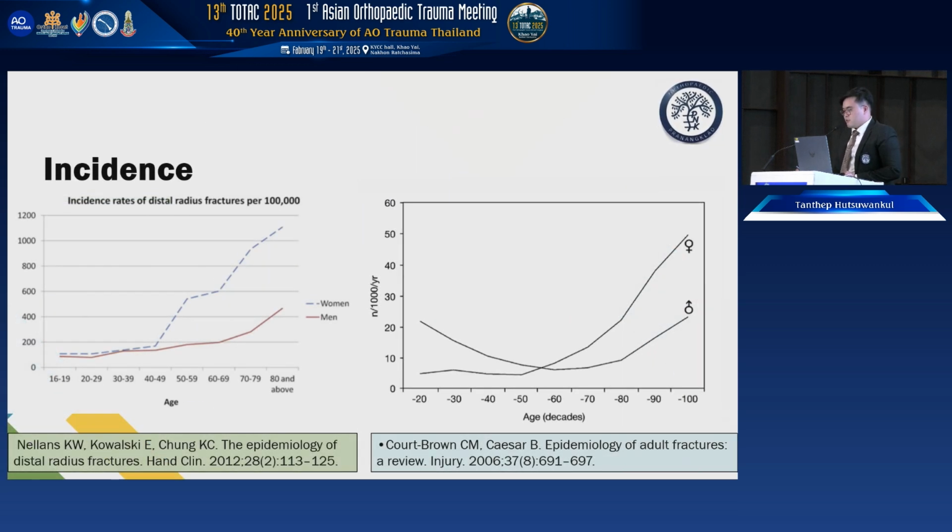Distal radius fractures are common injuries, particularly in older adults. Accurate risk assessment for instability is crucial for optimal treatment and patient outcome. As you can see from this graph, the incidence increases with age and is higher in women than in men.